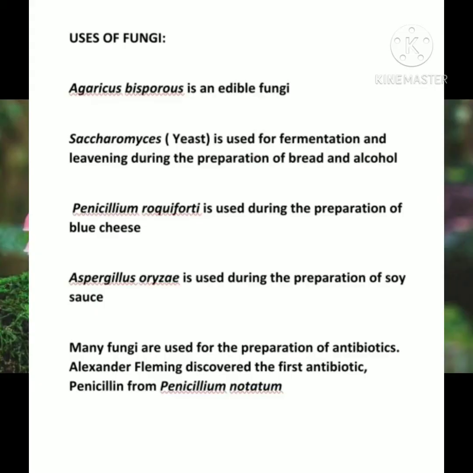So the uses of fungi are: Agaricus bisporus is an edible fungus. Saccharomyces yeast is used for the fermentation and leavening during the preparation of bread and alcohol. Penicillium roqueforti is used during the preparation of blue cheese. Aspergillus oryzae is used during the preparation of soy sauce.